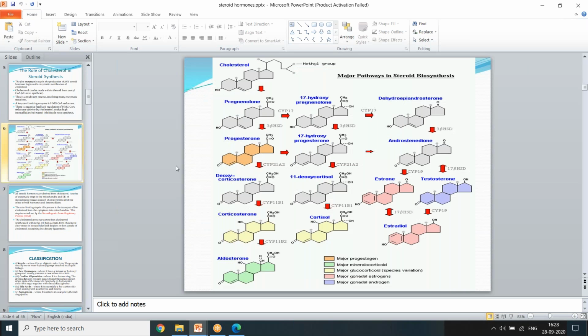of the tissues which convert cholesterol into steroidal hormones and their intermediates.